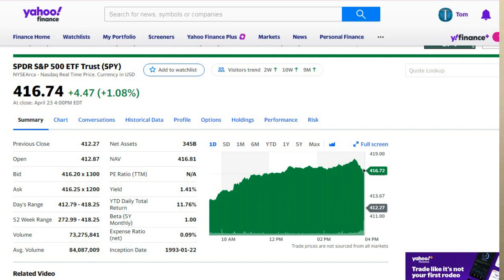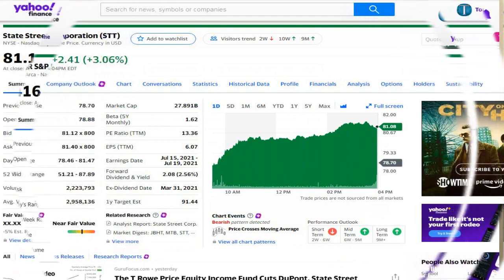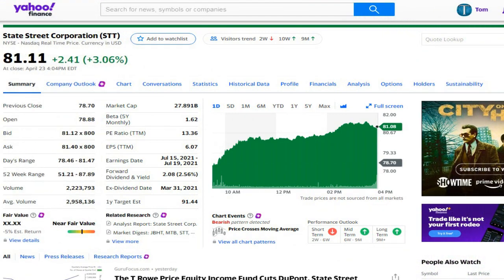And we move on to the next company, State Street Corporation, STT, the symbol, $81.11 at close, is up 3% on Friday, so it's doing well also like some of these other stocks. The 52-week range, $51.21 to $87.89. It's closer to the high, but it still has lots of headroom, which means it is likely to be going up. And the average volume, about 3 million shares trade every day, near fair value.